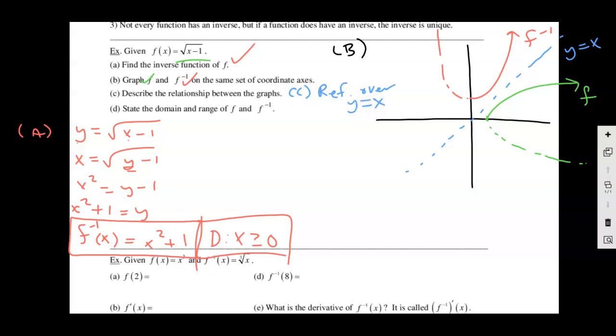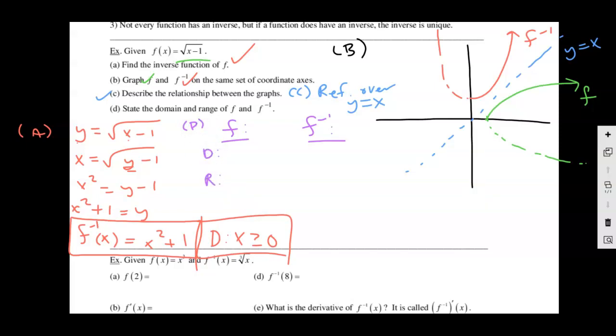Sorry, it's a little sloppy. I don't really care. That's always the relationship between any two inverses and their graphs. They're the reflections over the line y equals x. And then let's do this last thing. Let's do the domain and the range for the original function and for the inverse. Here we go, part D. Let's just do the original first.